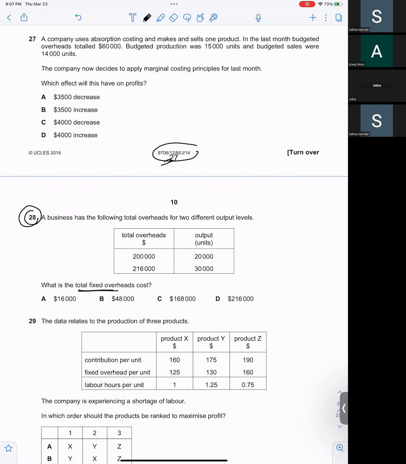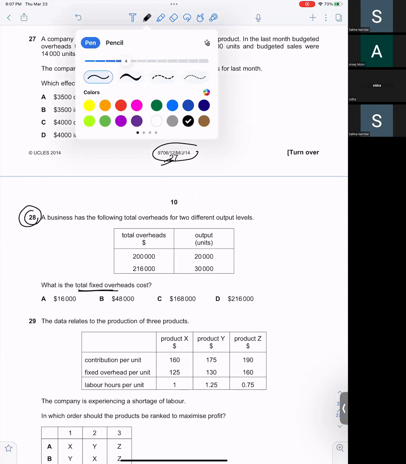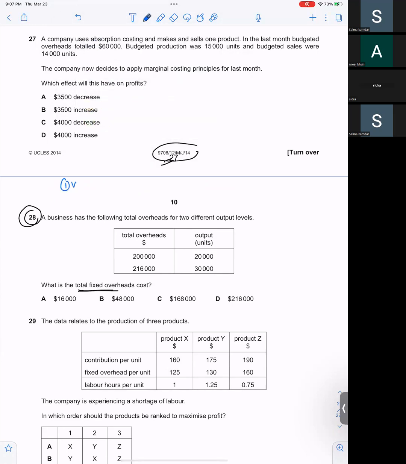How will you do it? Tell me. First, units and total cost are given, right? So you will find variable cost per unit, which is change in cost upon change in output. So 16,000 upon 10,000. So what is it? It is 1.6 per unit.